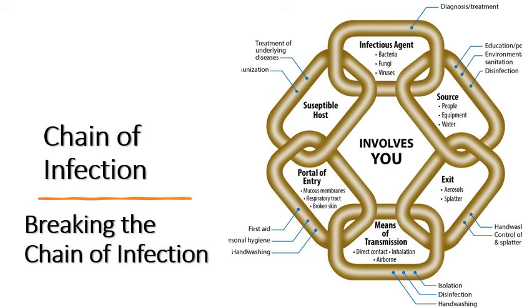For breaking the chain of infection by controlling the portal of exit, proper control of secretions and excretions and environmental sanitation is important. Also, hand washing and control of splatters is important. For the control of mode of transmission, hand hygiene is very important. Finding the source, isolation, aseptic technique, proper device care, control of airflow, and proper food handling with environmental cleaning can lead to decrease and minimize the mode of transmission and break the chain of infection.